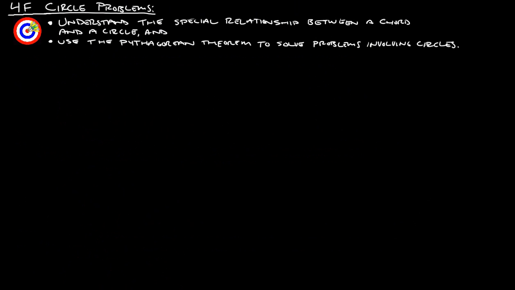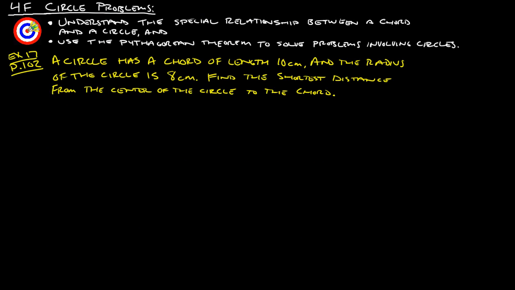Okay, so the first example we're going to look at here is example 17 from page 102, and that says that a circle has a chord of length 10 centimeters and the radius of the circle is 8 centimeters. Find the shortest distance from the center of the circle to the chord. Okay, so again, to me that's pretty overwhelming. So what I always like to try to do is draw a picture of it first so that I can understand what they're talking about.